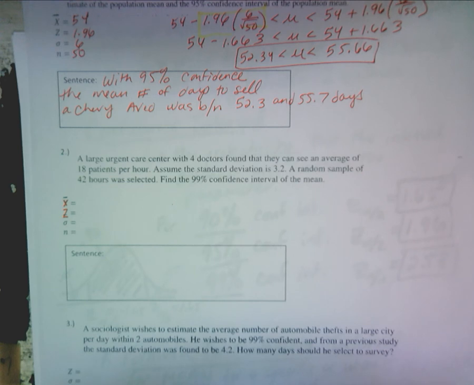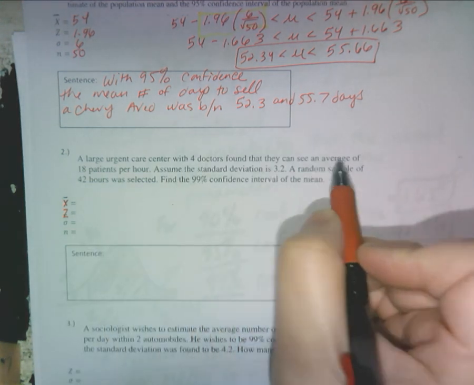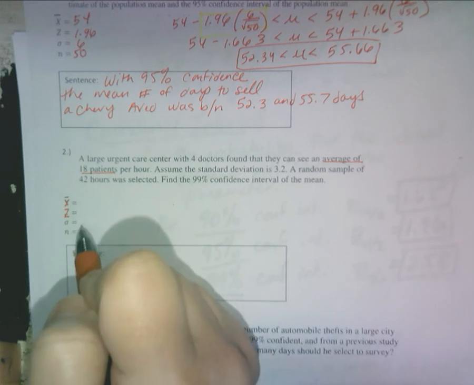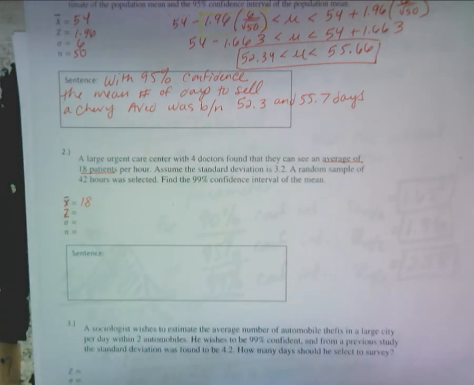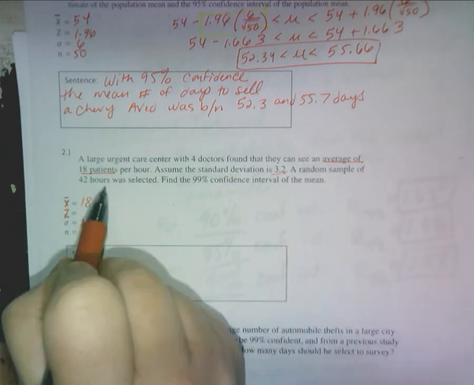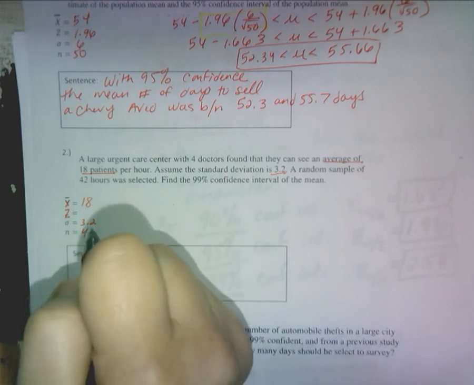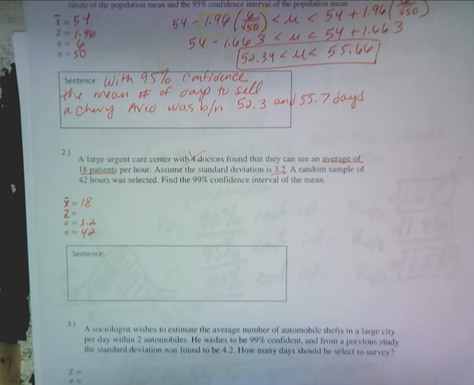What's your X bar? 8 or 18. 18. Large urgent care with 4 doctors found that they can see an average of 18 patients. So yes, X bar is 18. Assume the standard deviation is 3.2. So what gets 3.2? Sigma. A random sample of 42 hours. So is N 42 or is N 4? 42. When you're taking a sample, that 4 is actually nothing to me. It just talks about it. They might add that in the information, so don't get freaked out when you see that.